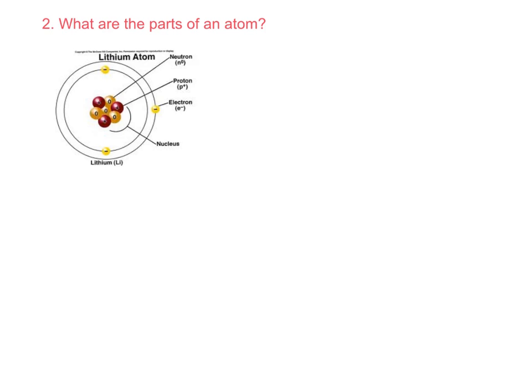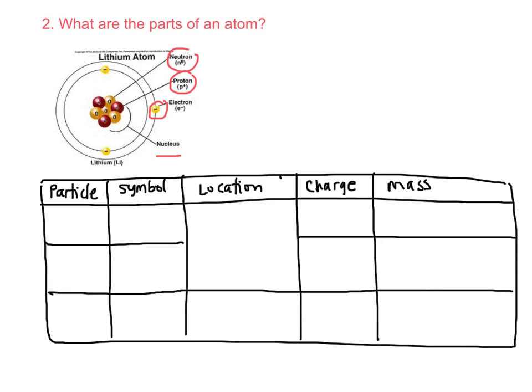So here's a model of a lithium atom. We now know that the nucleus of an atom is made of both protons and neutrons. Protons are positively charged and the neutrons are negatively charged, and they all stick together to make the nucleus. And we know that electrons orbit around the nucleus and are not stuck to the nucleus. Let's summarize the parts in a table.